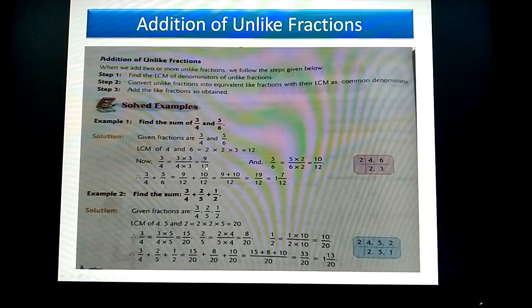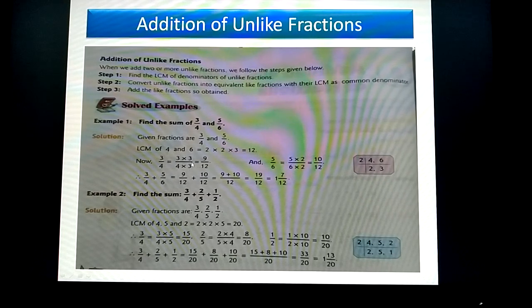Now what we need to do is make it an equivalent like fraction. For that we have to multiply the denominator that is given to make it 12. So in this case 3 by 4, if you multiply 4 by 3, we will get 12.